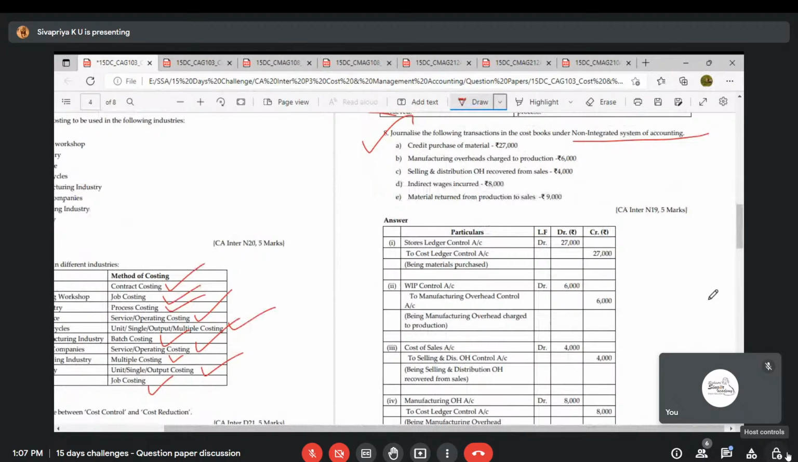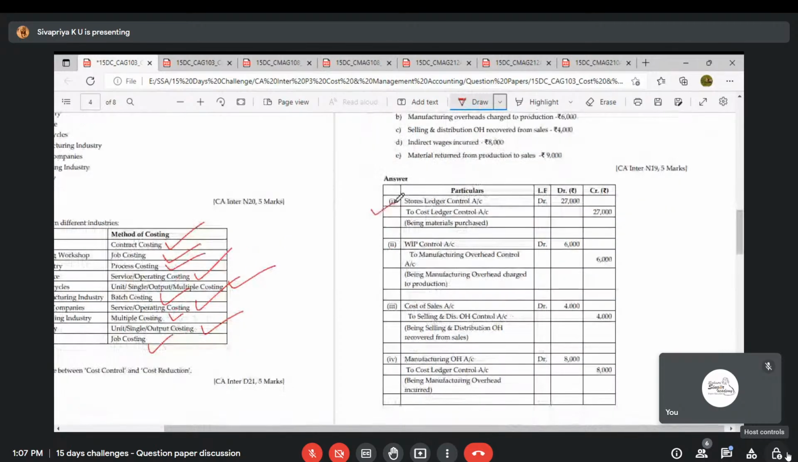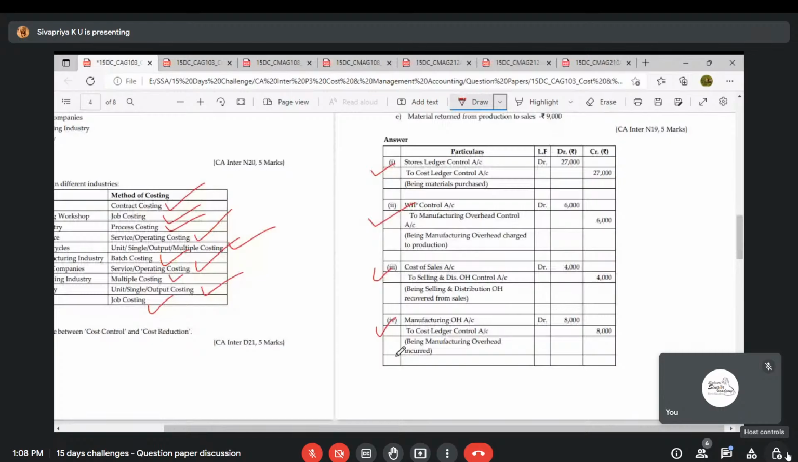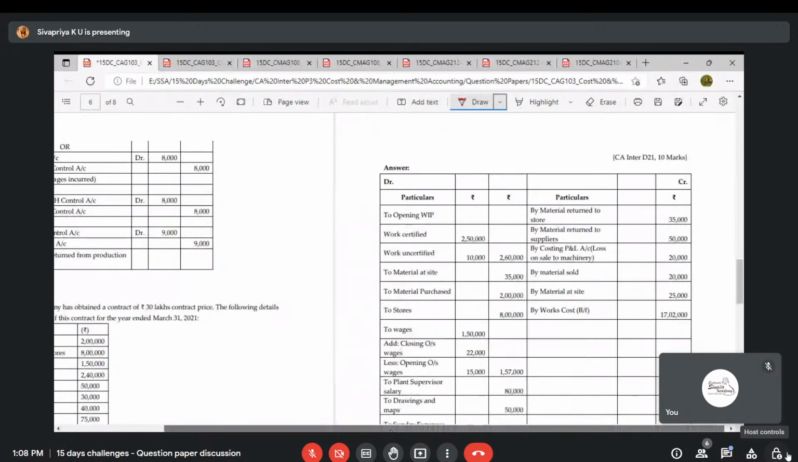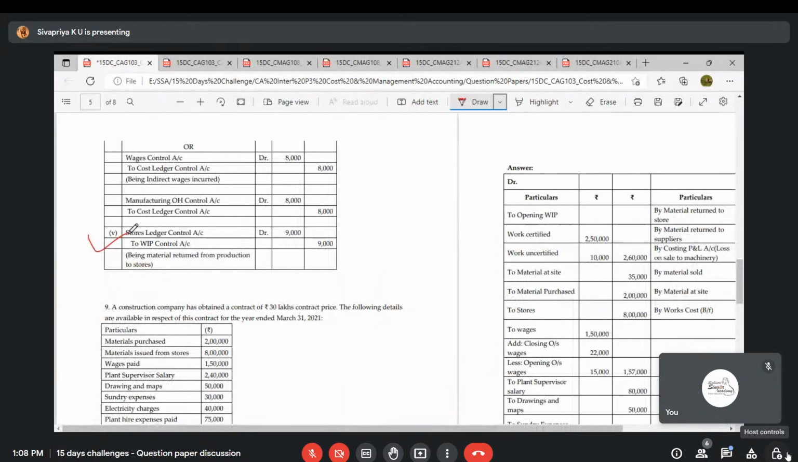So first is stores ledger, material purchase, stores ledger to cost ledger control account. This is for number 2. Manufacturing overheads charged to production. Number 3. It is for selling and distribution recovered from sales. Number 4. This is for indirect wages incurred, taken as a manufacturing overhead. And this is stores ledger account for material returned from production to stores.